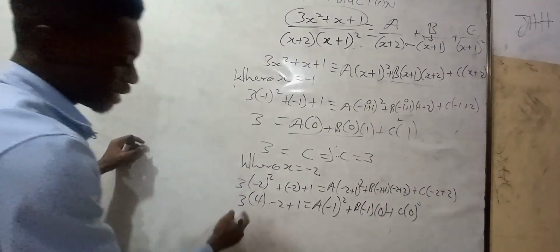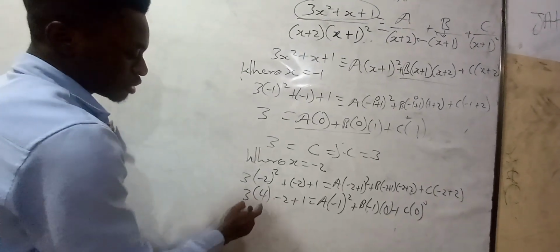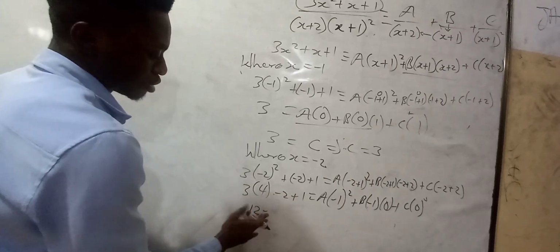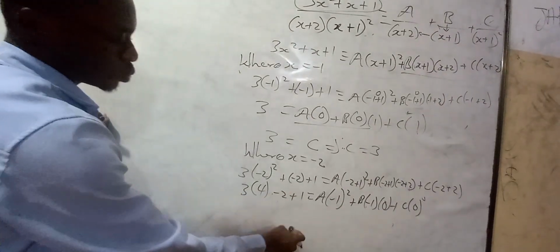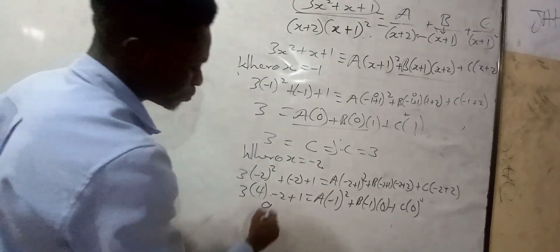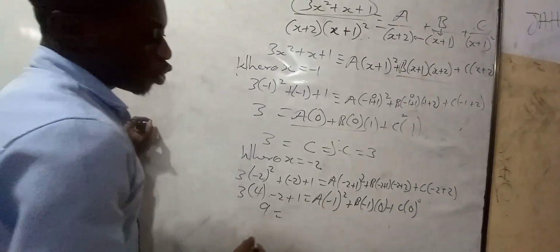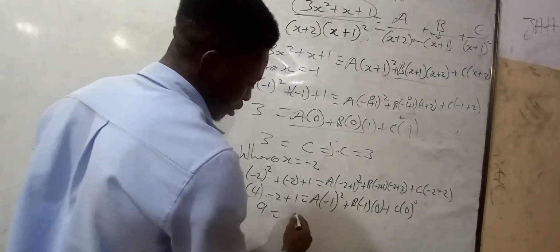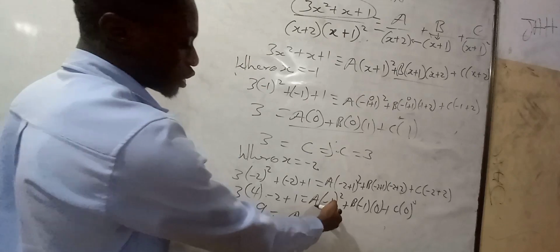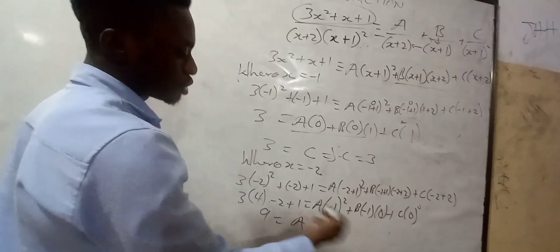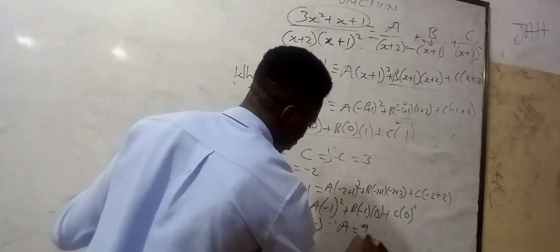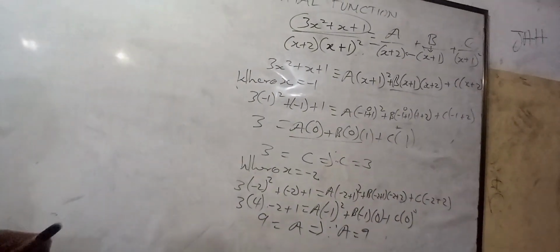So when we get here, we get 4 times 3 is 12. 12 minus 2 plus 1 is 12 minus 2 plus 1. So 12 minus 2 plus 1 is 9. 9 being equal to, this will be A. Because 1 squared is 1, and 1 times A will still be A. So 9 is equal to A. So therefore, A is equal to what? 9. This is what we get for A.